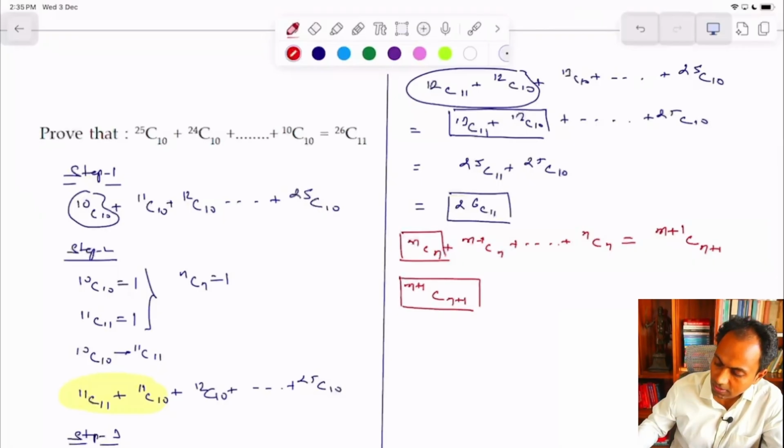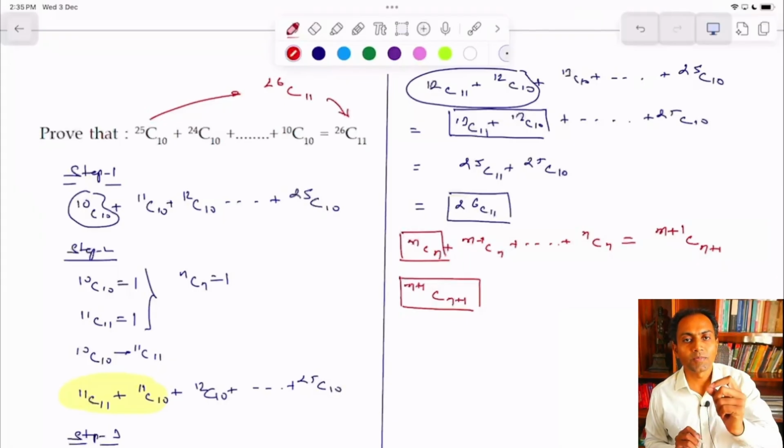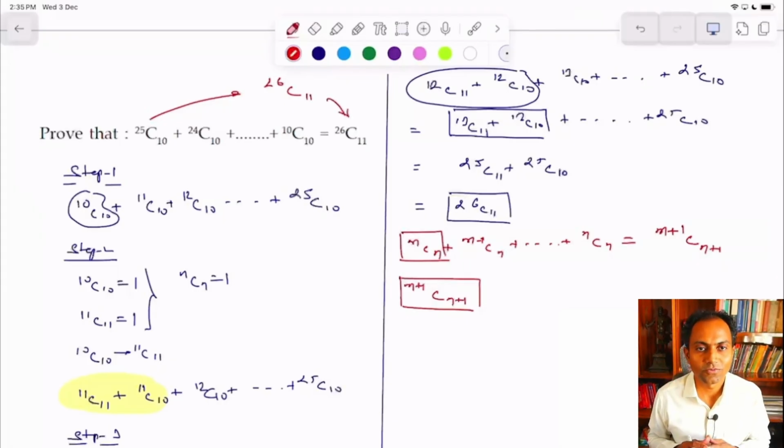Directly write the answer. So in this case, you can see that if I directly want to write the answer, what am I going to do? In 25, I will add 1, it will become 26. In 10, I will add 1, it will become 11, and that is my answer. So if you remember this small trick, all such questions you can solve very fast.